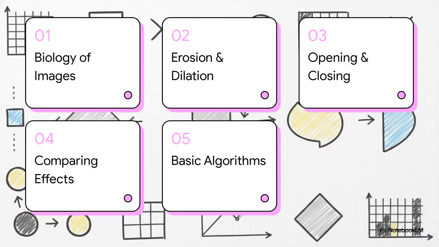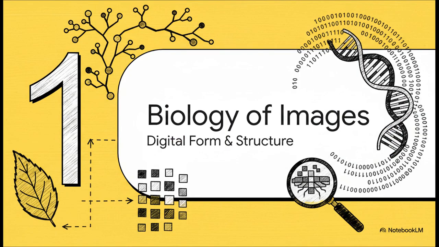Here is our roadmap for today. We'll start with the biology of digital images, then move to our foundation, erosion and dilation. After that, we'll look at compound tools, opening and closing, followed by comparing morphological effects. And finally, we'll wrap up with basic morphological algorithms. Let's dive right in. Section 1. The biology of digital images.